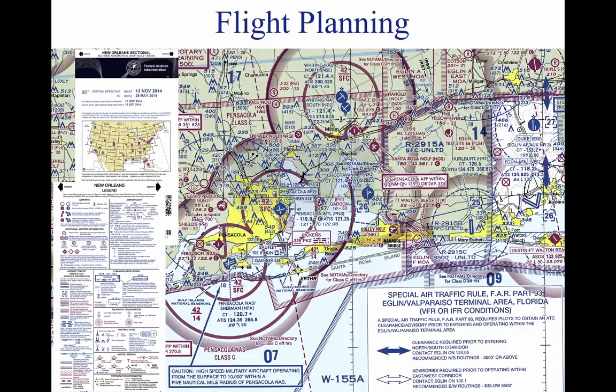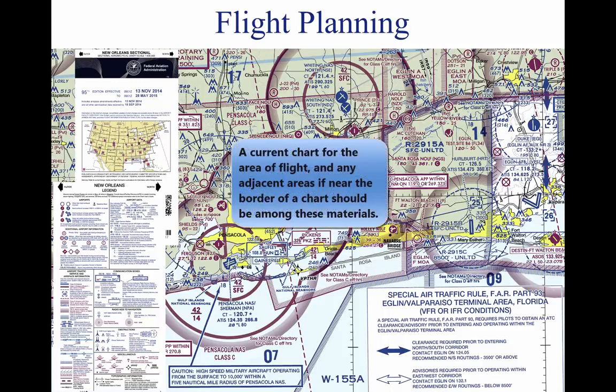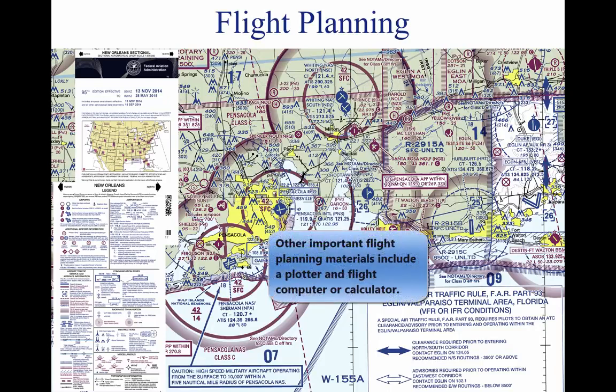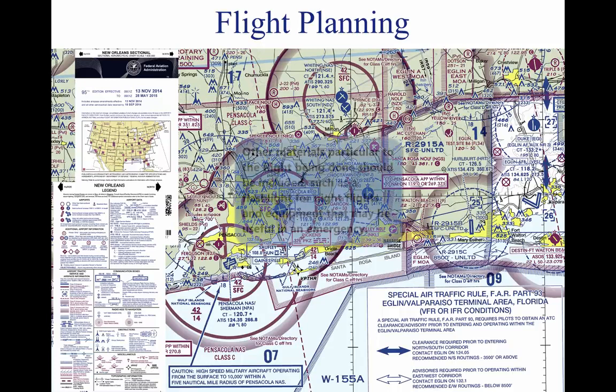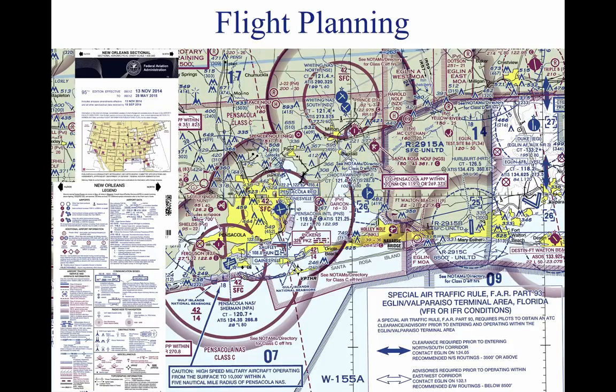Assembling necessary material. The pilot should collect the necessary material well before the flight. An appropriate current sectional chart, and charts for areas adjoining the flight route should be among this material if the route of flight is near the border of a chart. Additional equipment should include a flight computer or electronic calculator, plotter, and any other item appropriate to the particular flight. For example, if a night flight is to be undertaken, carry a flashlight. If a flight is over desert country, carry a supply of water and other necessities.